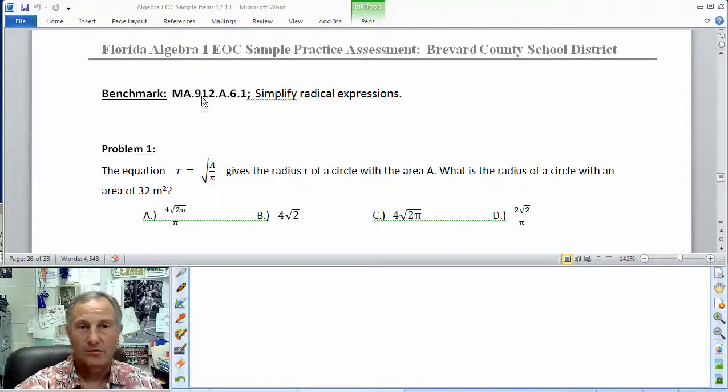All right, we're picking up with A 6.1, simplifying radical expressions. Problem 1, the equation r equals the square root of a over pi gives the radius r of a circle with an area of a. What is the radius of a circle with an area of 32 meters squared?